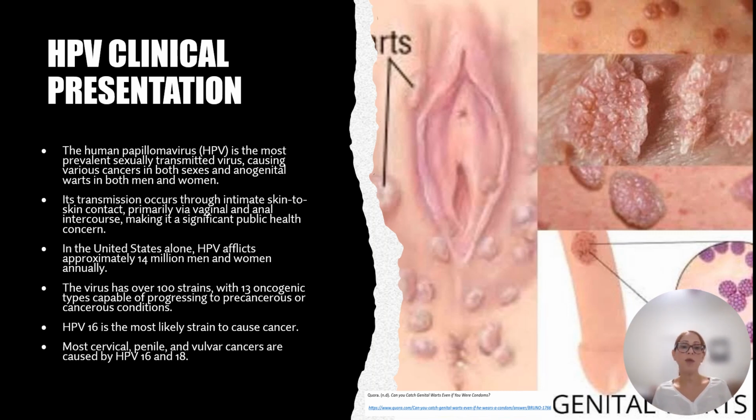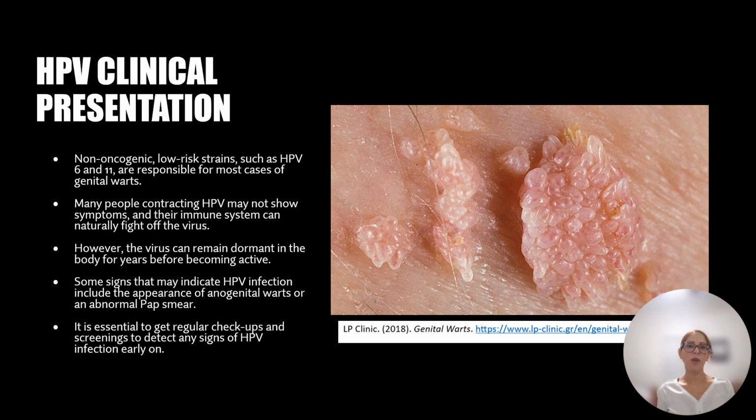The virus has over 100 strains, with 13 oncogenic types capable of progressing to precancerous or cancerous conditions. HPV-16 is the most likely strain to cause cancer. Most cervical, penile, and vulval cancers are caused by HPV-16 and 18. Non-oncogenic low-risk strains such as HPV 6 and 11 are responsible for most cases of genital warts.